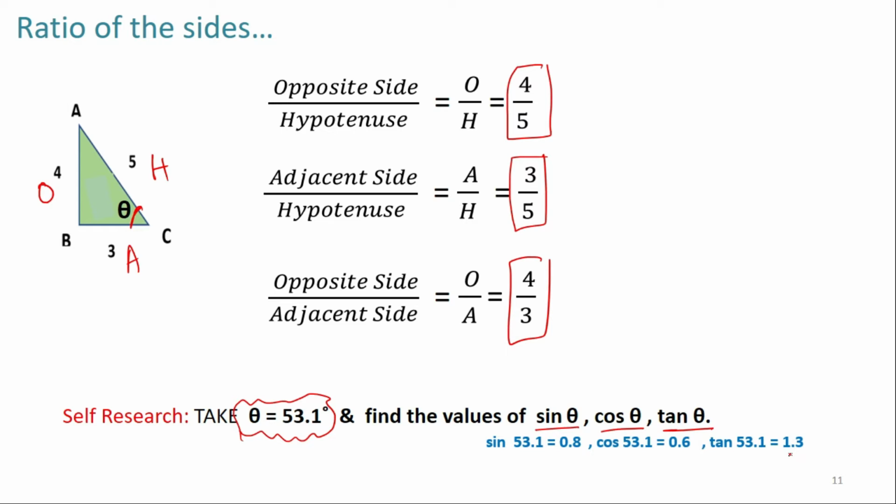So you can see that this is exactly coinciding with these ratios. Now sine theta, sine 53.1, is again giving you the value 0.8. Cos will be giving you 3 over 5 and tan is giving you 4 over 3.